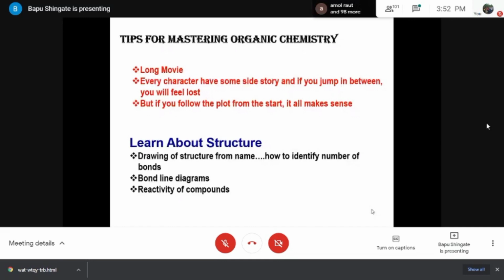Alcohol: if primary alcohol is there, then you should know the reactivity of primary, secondary, tertiary. Primary, on oxidation, gives aldehyde. And secondary, on oxidation, gives ketone. Alcohols on dehydration give olefins. Like that, alcohols on substitution, like SN type substitution reaction, give the corresponding alkyl halides, meaning alkyl chlorides or alkyl bromides or alkyl iodides. You should know the reactivity of those particular compounds. That's why I have said to learn about the structure.